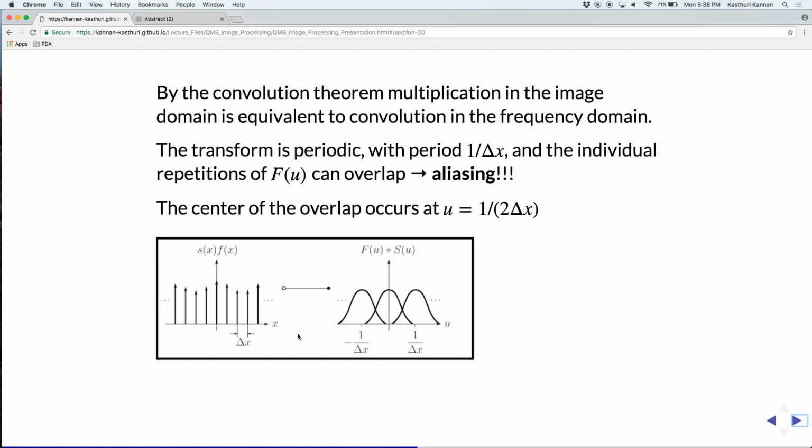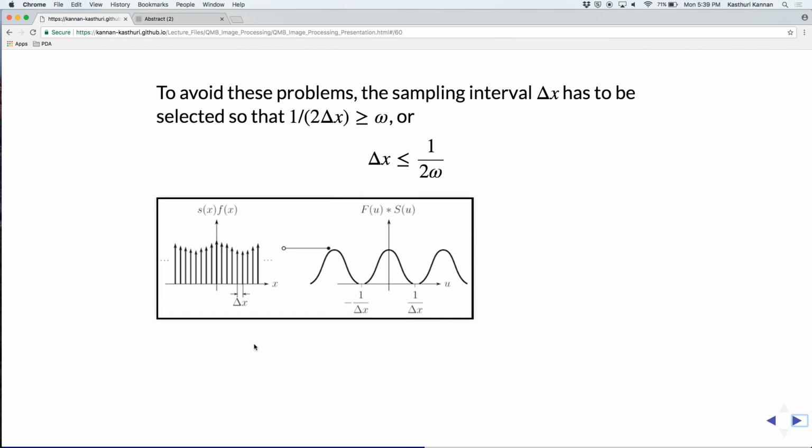When delta x is very close by, the copies are going to be really separated. But if you take a larger spacing, it corresponds to a smaller spacing in the Fourier domain, and you will have aliasing that takes place. It's going to mix up, and you will not be able to recover that signal at all. But if you select the sampling interval to be really, really small, that corresponds to a larger spacing in the Fourier domain, and you will be able to sample this properly.